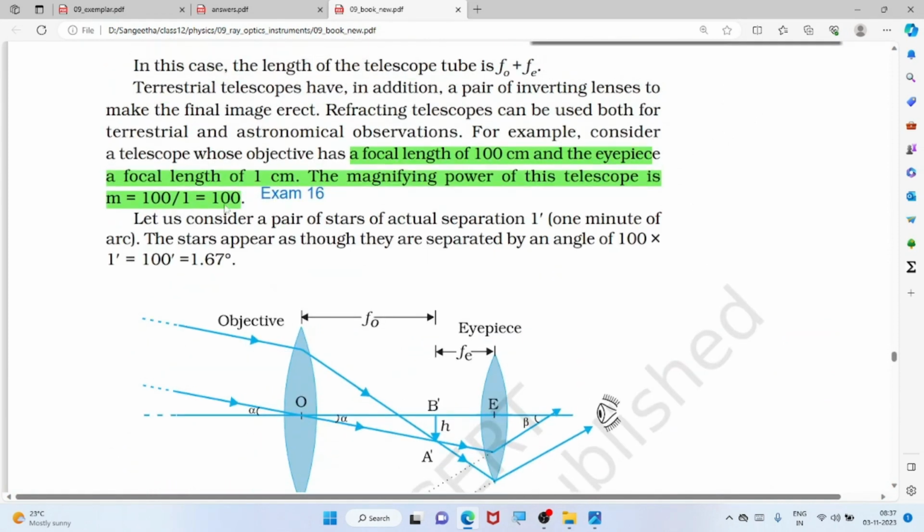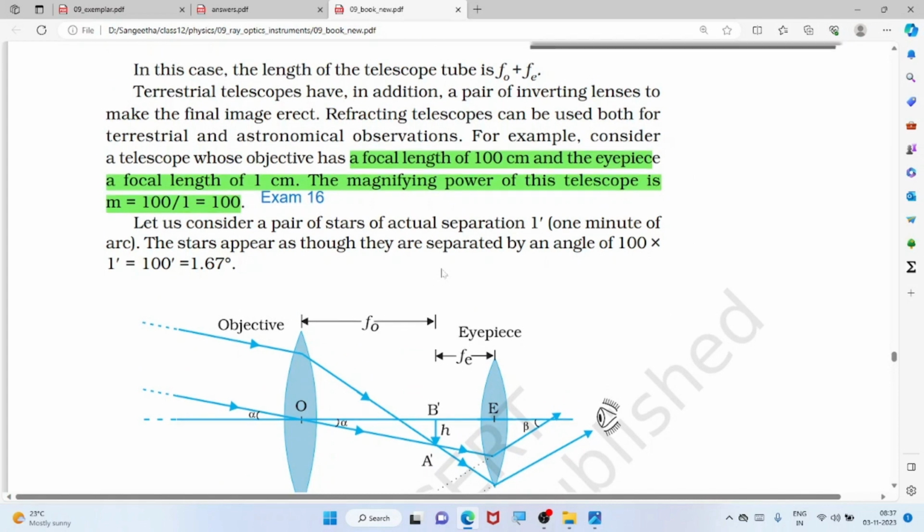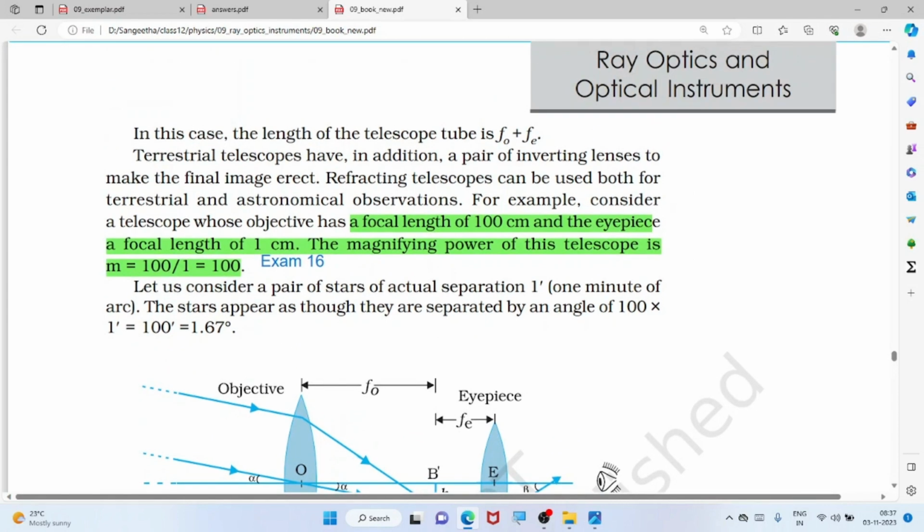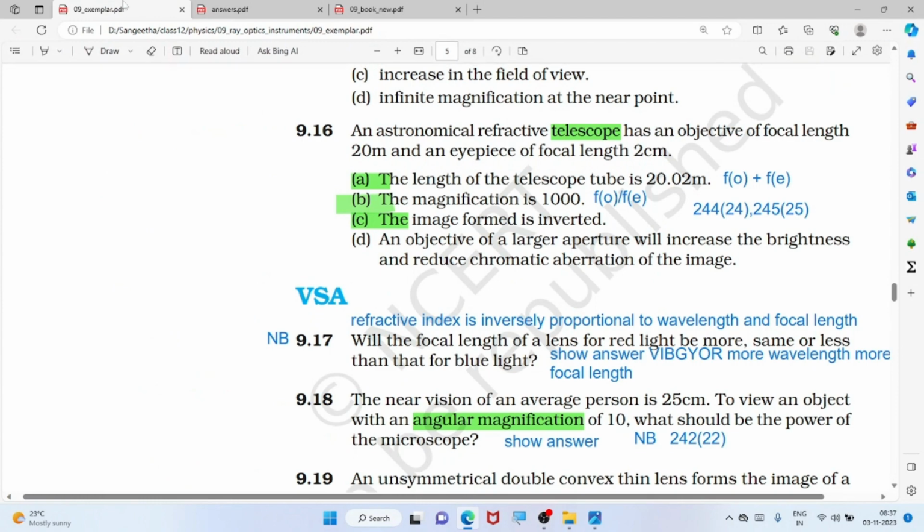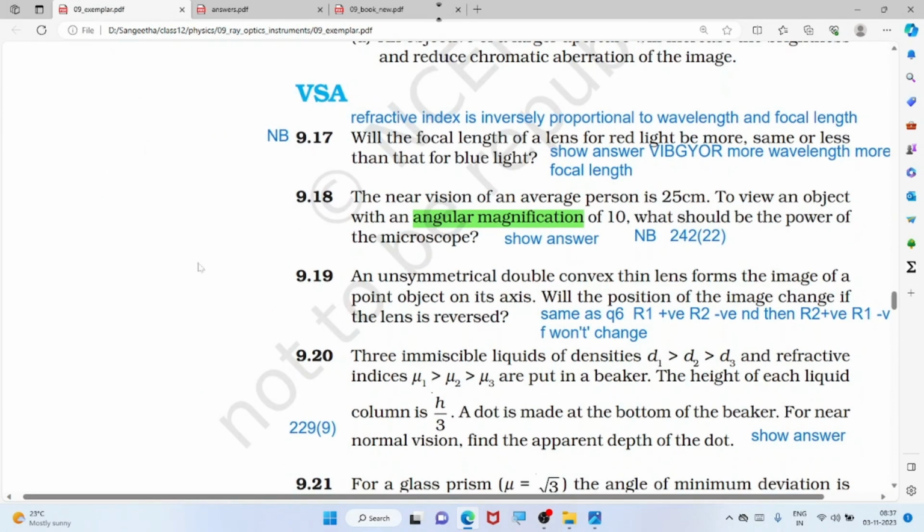This is the total focal length of the telescope, and we have to add both the eyepiece and the objective. Refractive index is inversely proportional to the wavelength and focal length. Will the focal length of a lens for red light be more, same or less than the blue light?